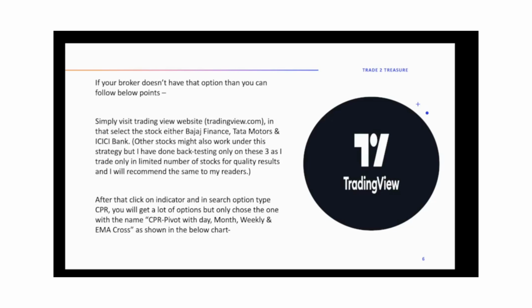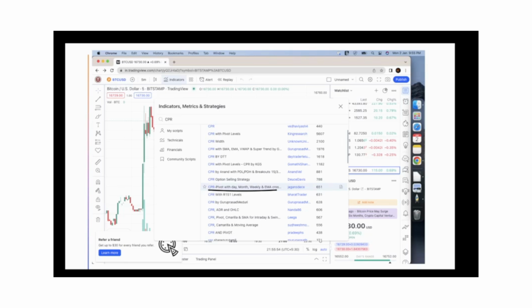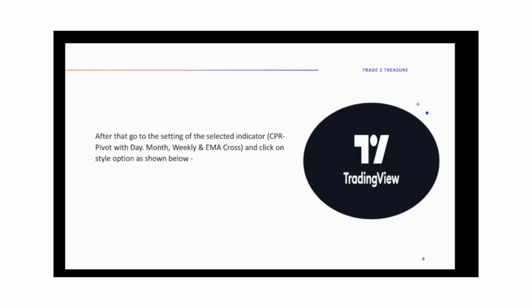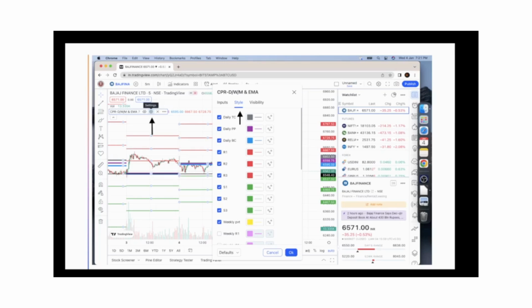After that, click on indicator and in search option type CPR. You will get a lot of options, but choose only the one with the name CPR pivot with day, month, weekly, and EMA cross as shown in the chart below. Once you visit this website, you can simply type CPR in that indicator metric and strategy option, and then choose the one highlighted below. After that, go to the settings of the selected indicator, which is CPR pivot with day, month, weekly, and EMA cross, and click on style option as shown below.